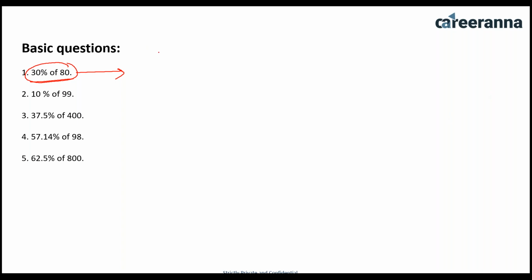How can I calculate this? 30 by 100 multiplied by 80. Can be done easily. 24, very good. No, Sandeep, it is 24. 30% of a number can be calculated easily. There is a formula. You can use this here: 30 divided by 100 multiplied by 80. Similarly, for 10% of 99, very easy to calculate, 9.9.